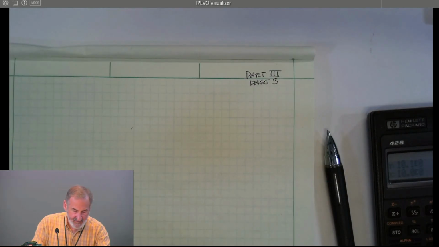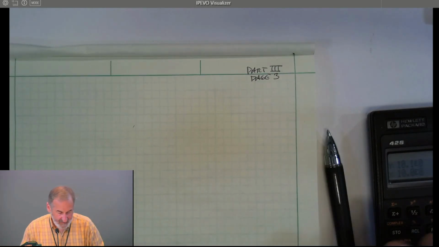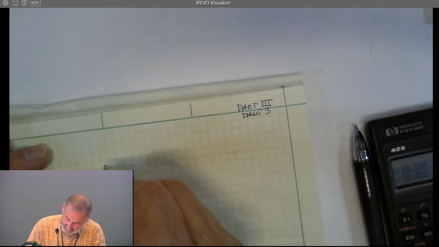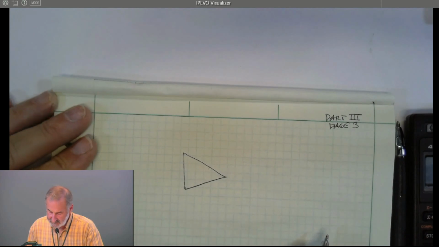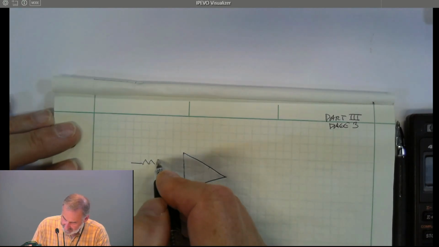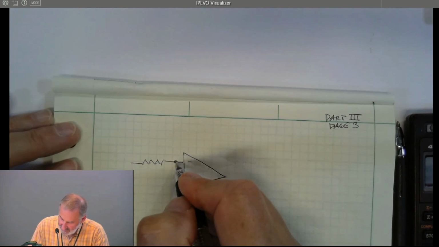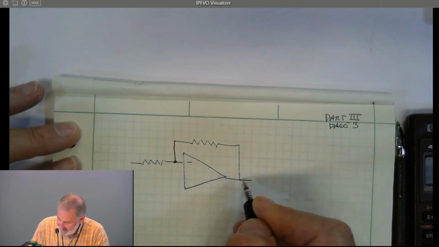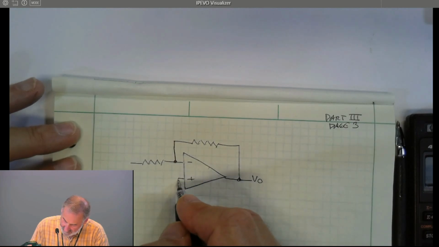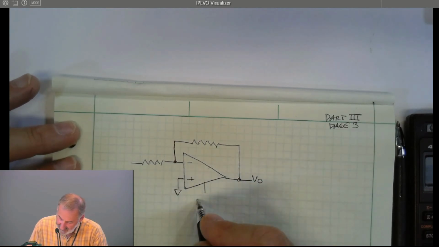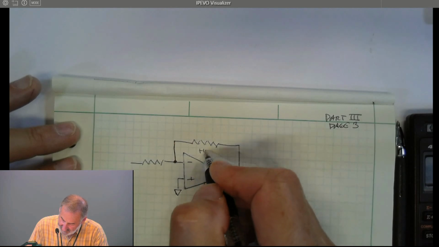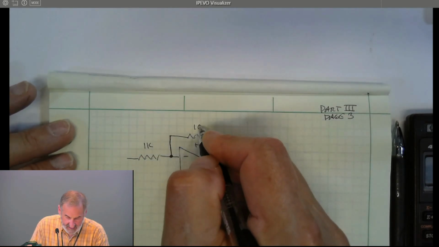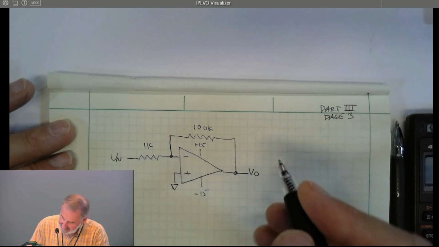All right, let's move on to a different amplifier configuration. So let's take a look at this circuit. Now I'm going to put the minus terminal on the top for this circuit just because it makes for a more convenient drawing. I'm going to connect the positive input to ground, and I'm going to just show the supplies just to remind you that they're there. All right, this is a 1 kilo ohm resistor. This is a 100K resistor. This is V in. This is V out.